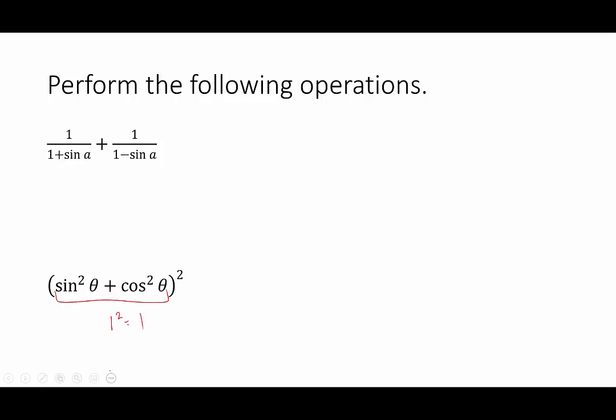Okay, what about the numerator? Or the top one. So for this one, we want to add. We have fractions, so we need a common denominator. The common denominator has to have any factor of each denominator. So I need one factor of 1 plus sine of a, and I need one factor of 1 minus sine of a. So this one needs a factor of 1 minus sine of a in the denominator, so I'm going to multiply that to both the numerator and denominator.